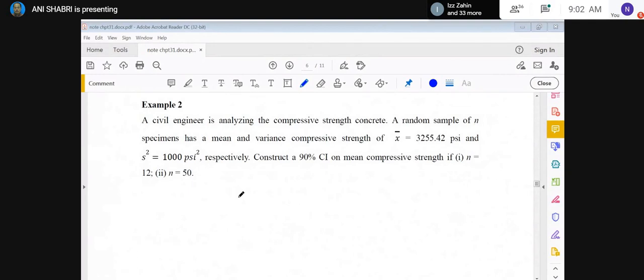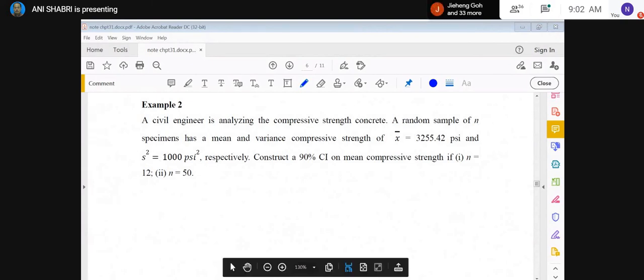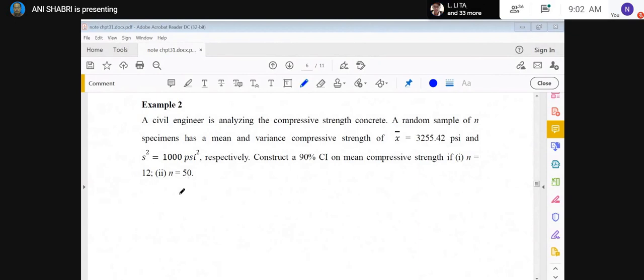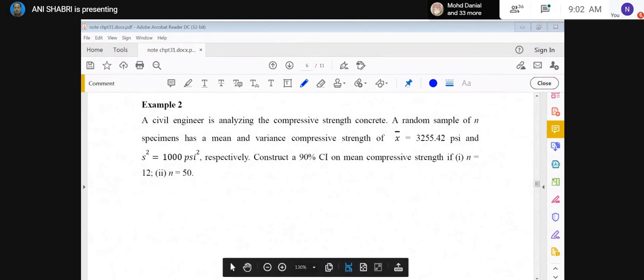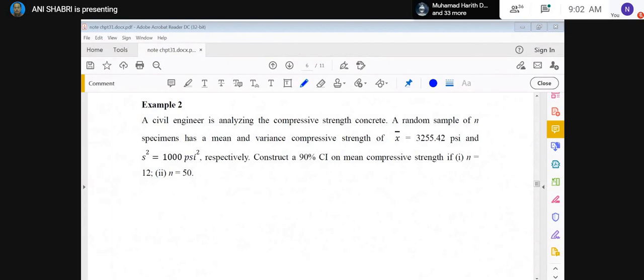Example 2. Okay, x bar is given, s squared is given, and n is given. n is 12 in the first, and the second is n is 50. Okay, we have two questions. Okay, number one, go. Okay, number 2, try.